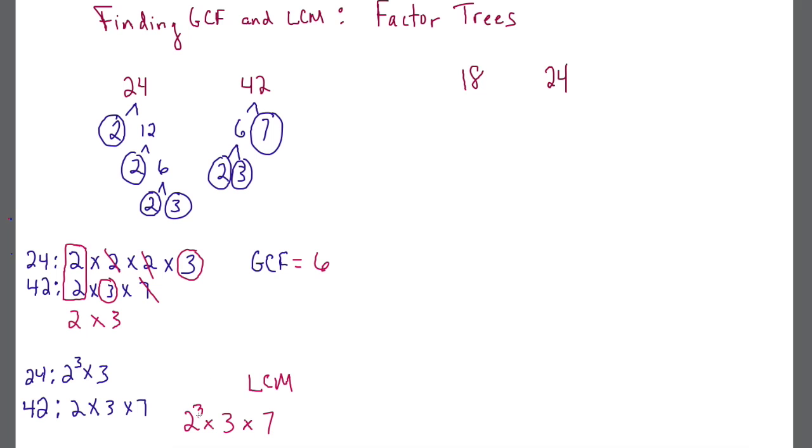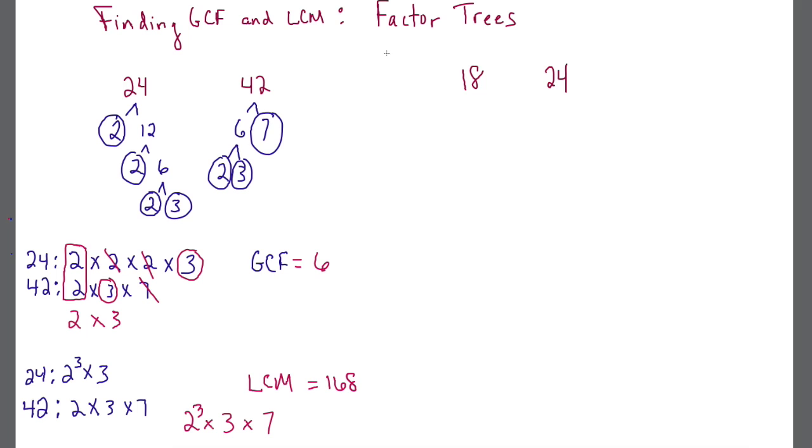So 2 to the third power is 8, because 2 to the third power does not mean 2 times 3. It means 2 times 2 times 2. 2 times 2 is 4, times 2 is 8, times 3 is 24, times 7 is 168.